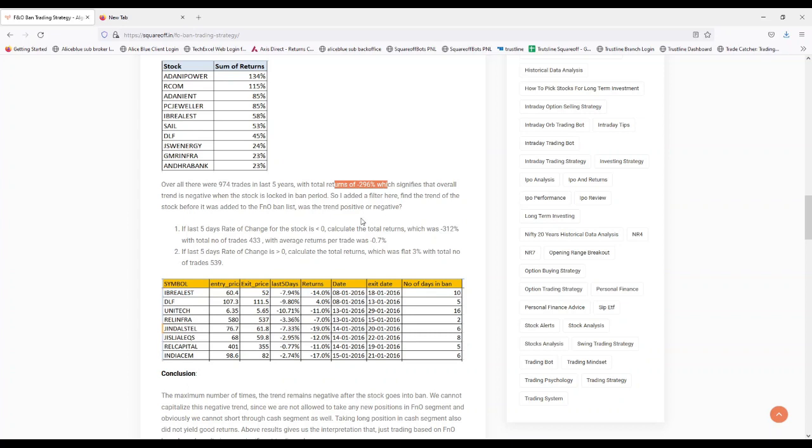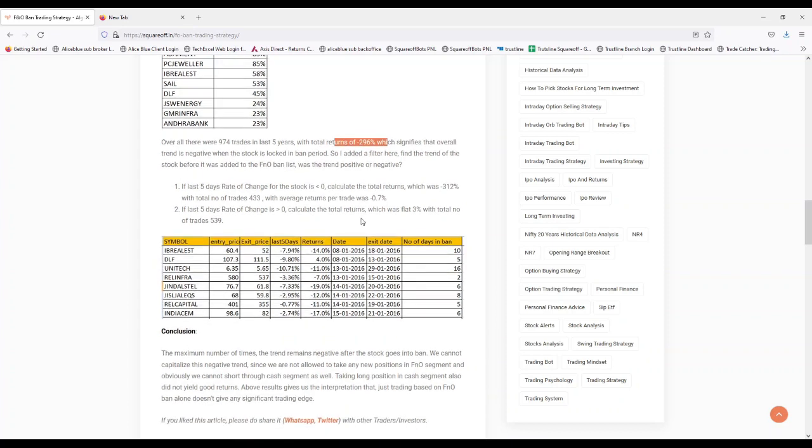So it shows that the stock largely trades in a bearish phase even after it is added into the F&O ban list. So we compared two scenarios. Find out the list of stocks that have been added to the F&O ban list, and find out how they performed in the last 5 days, whether the last 5 days trend is positive or negative. So we took two scenarios.